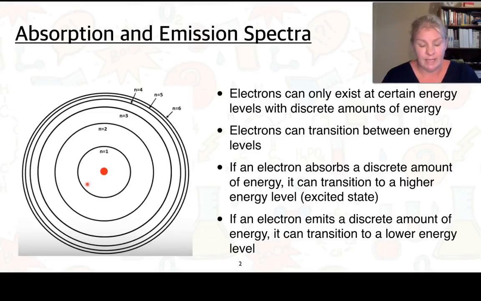So if we have a look at these different energy levels here, we've got n equals 1, 2, 3, 4, 5 and 6. And so what happens as electrons are transitioning between these levels here, we notice that it gives rise to a different absorption and emission spectra. If an electron absorbs a discrete amount of energy, it can then transition to a higher level, and this is classed as its excited state. So it could go from n equals 1 to 2, that's classed as excited. If an electron emits a discrete amount of energy, then it can transition to a lower energy level. So it might go from n equals 3 down to n equals 2.